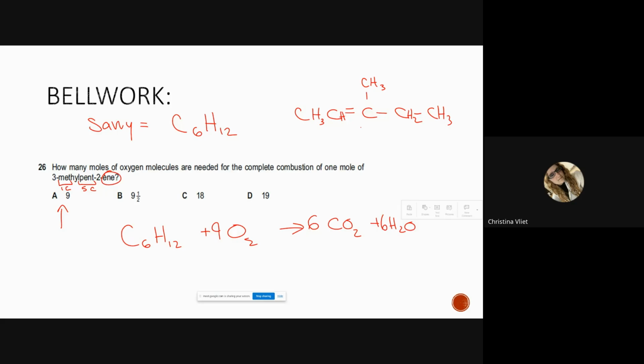Functional groups, which is the lesson of the day, is going to be pervasive throughout the rest of organic chemistry. Everything that we do is going to depend on what functional group you have.